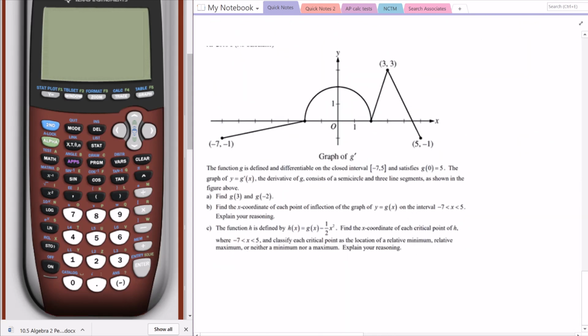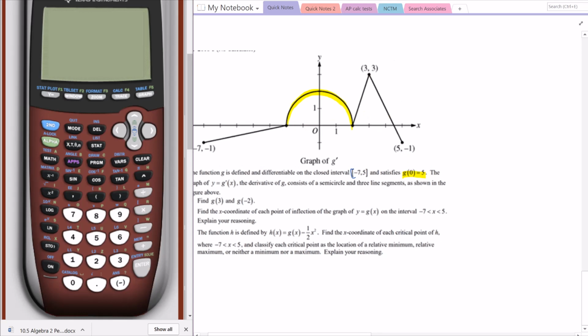All right, next one. Last one. The function g is defined and differentiable on the interval -7 to 5, including the endpoints, right? That's what those little brackets mean. It satisfies the condition that g of 0 is 5. That's very important. The graph of y equals g prime of x, the derivative of g, consists of a semicircle, right? They're saying this is a semicircle, and 3 line segments, right? 1, 2, 3 line segments, as shown in the figure above. Find g of 3 and g of -2.